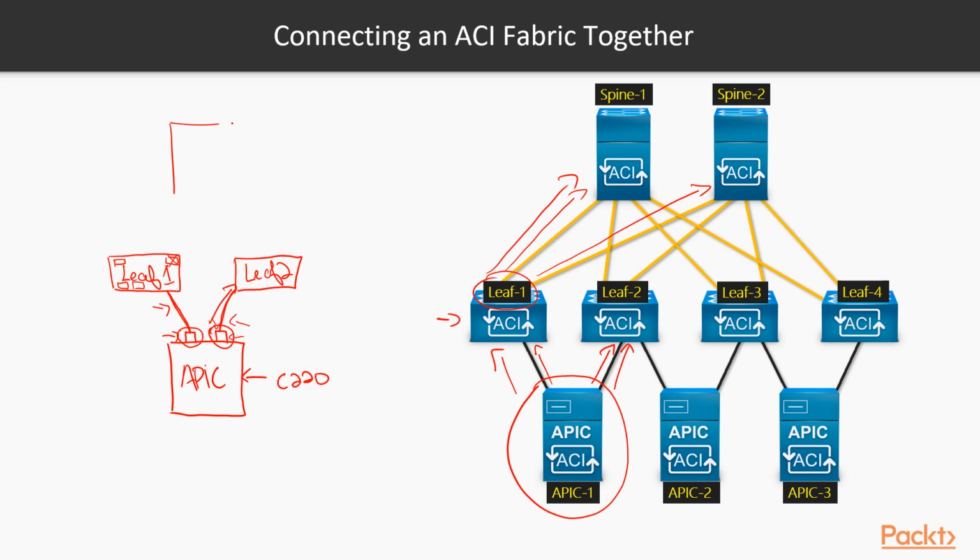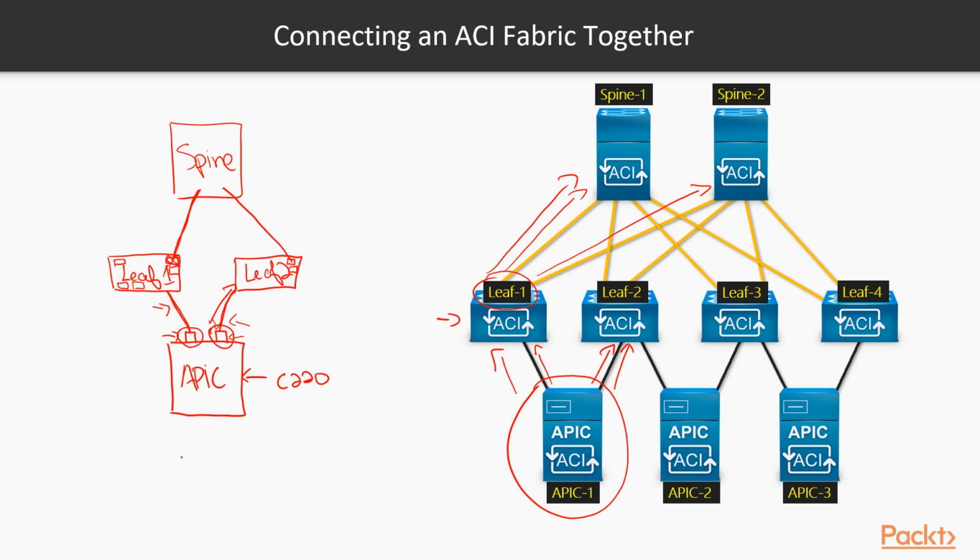Then we have a spine switch on top, and this is where we actually use those ports. We're going to have the uplinks on the far right, and we just basically connect one uplink to this spine, another uplink to the other spine. And that in a nutshell is a very basic connectivity diagram. We connect one leaf up to the spine, one leaf down to the APIC.